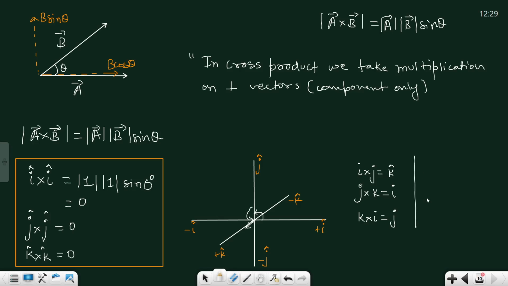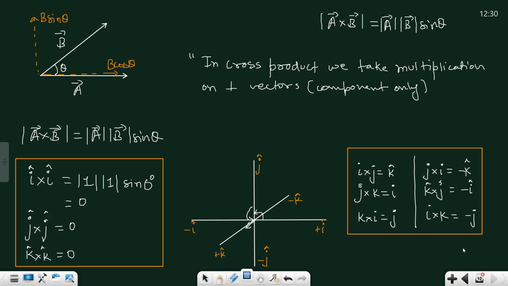And when you go for J cross I, what will you get? You will get minus K. And when you go for K cross J, minus I. Put the cap everywhere. And when you go for I cross K, minus J. Understood everyone? This is very important.